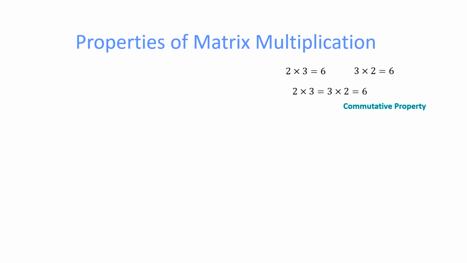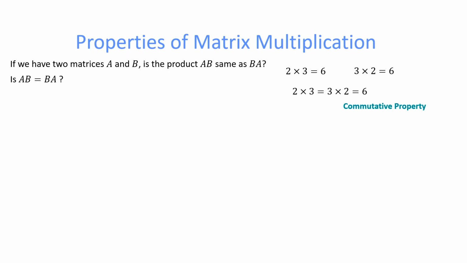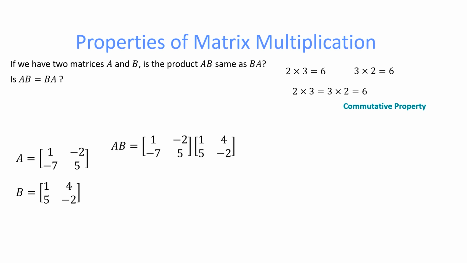And what we want to look at is, if we have two matrices A and B, is the product AB the same as BA? Or in another way, is AB equal to BA? Or, in other words, does the commutative property also work for matrix multiplication? So let's start by getting two matrices. Let's take these two random matrices A and B, and let's first multiply them A times B, and then B times A, and see if we get the same solution.